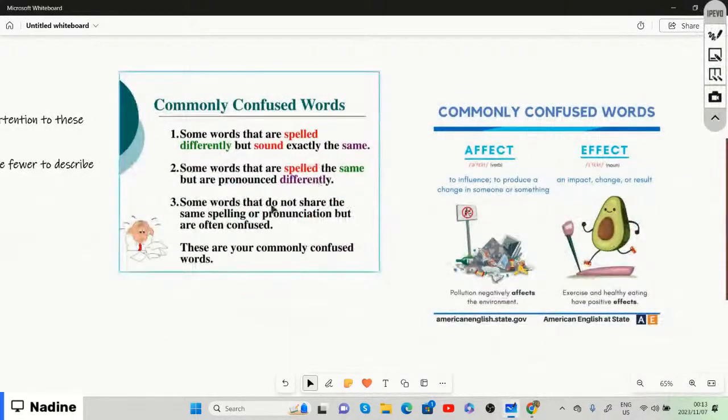And when it comes to commonly confused words, some of the words are spelled differently, but they sound exactly the same. And this is where our homophones come in, right? So usually our homophones are words that are spelled differently but sound the same. So with the confused words, some words are spelled differently but sound the same.